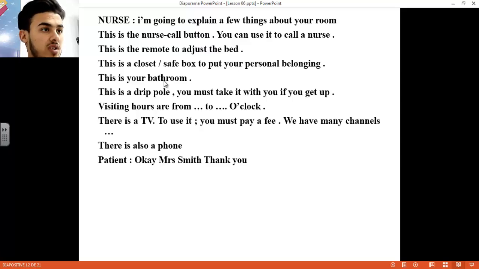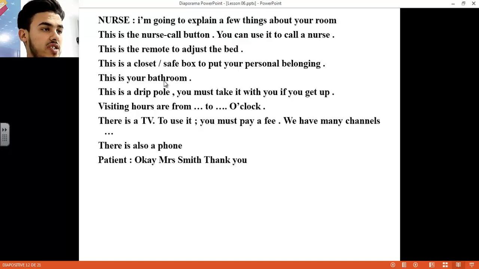This is the nurse call button. You can use it to call a nurse. This is a remote to adjust the bed. This is a closet safe box to put your personal belongings. This is your bathroom. This is a drip pole. You must take it with you if you get up. Visiting hours are from 8 o'clock, for example, to 12 o'clock.